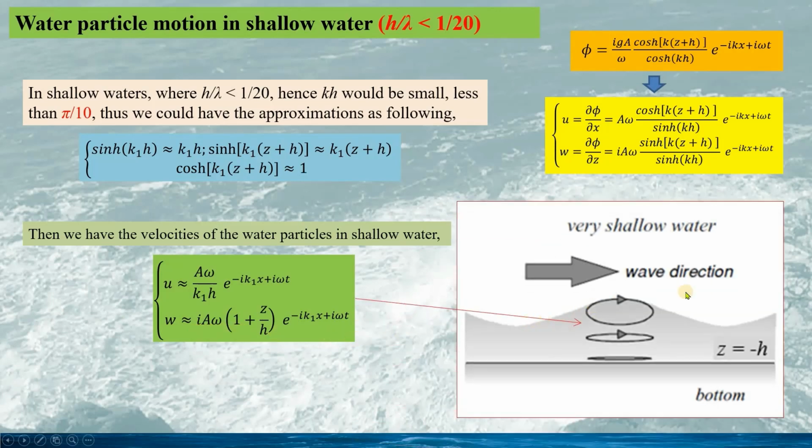And if we draw out the motion of the water particle, we can see the water particle motion is elliptic, and for different water depths, the ellipse length on the x-axis would be a constant. It's independent of z, so we can see the drawing like this.